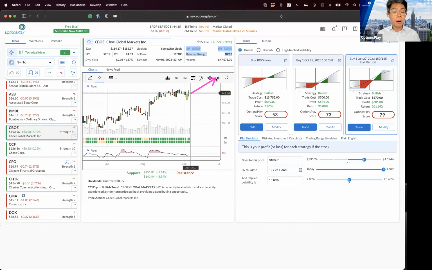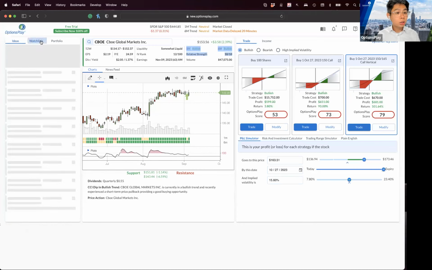That leads me to have a more bullish view on the underlying stock. And you can do it across anything in your watch list. You can do it on anything in the trade ideas section.